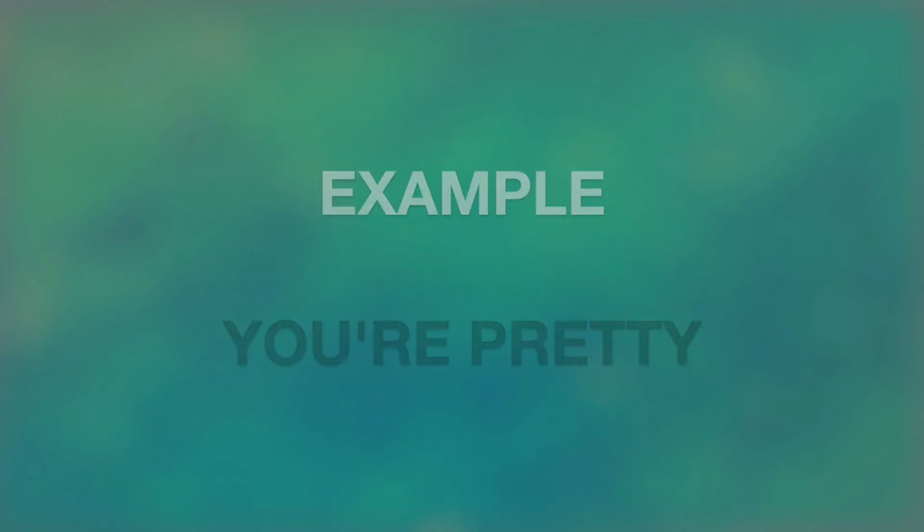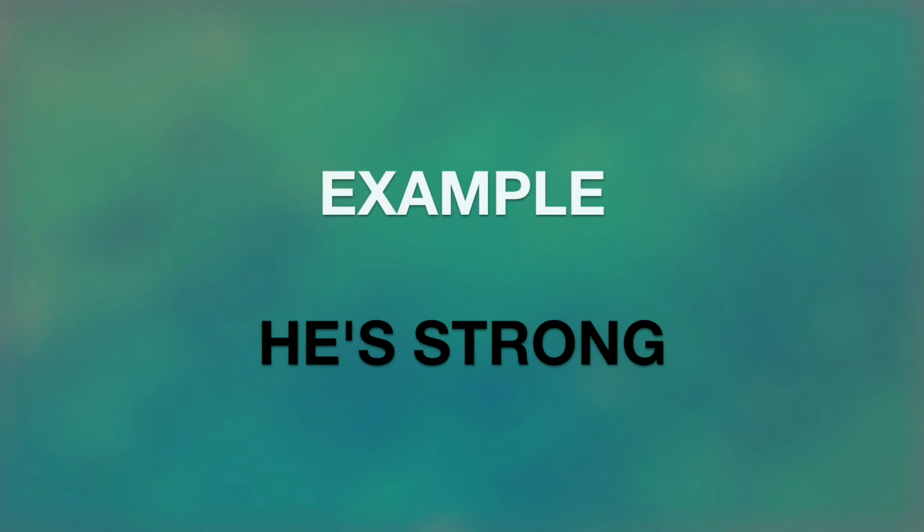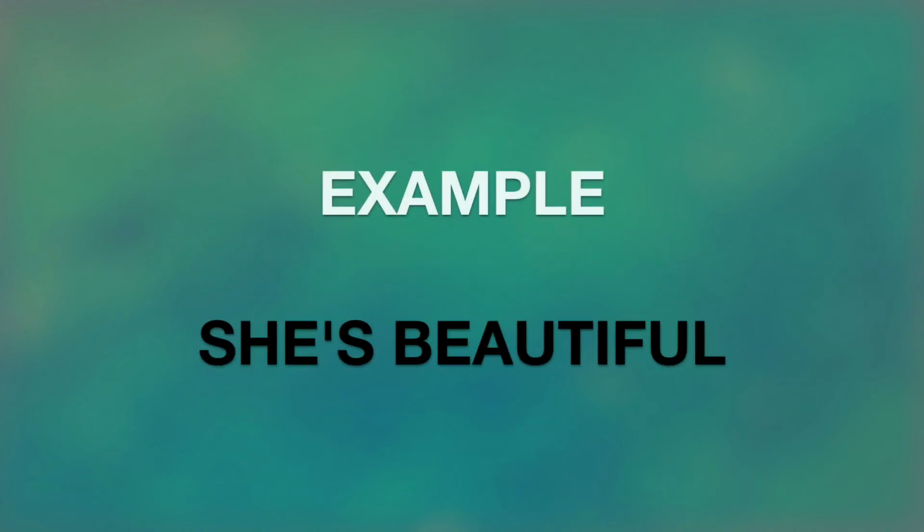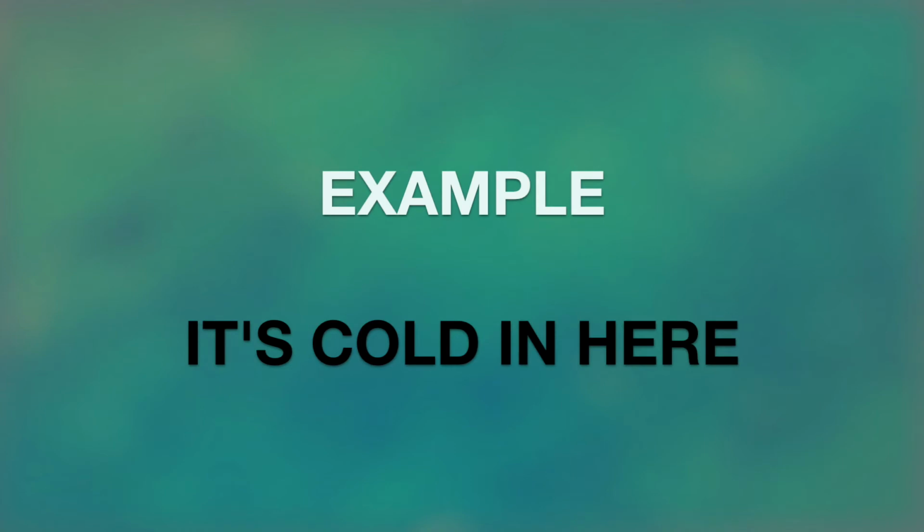Okay, "he is" becomes "he's". So for example, he's strong. He's strong. "She is" becomes "she's". So for example, she's beautiful. "It is" becomes "it's". So for example, it's cold in here. It's cold in here.